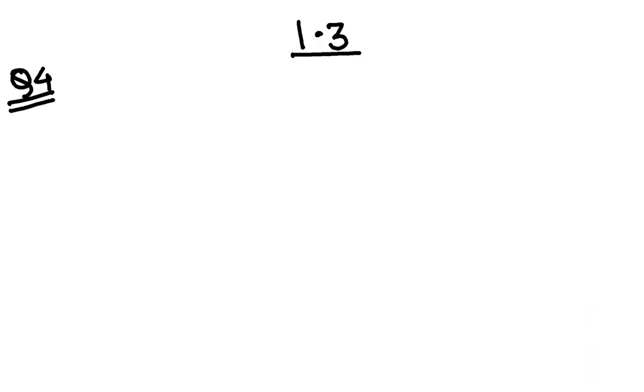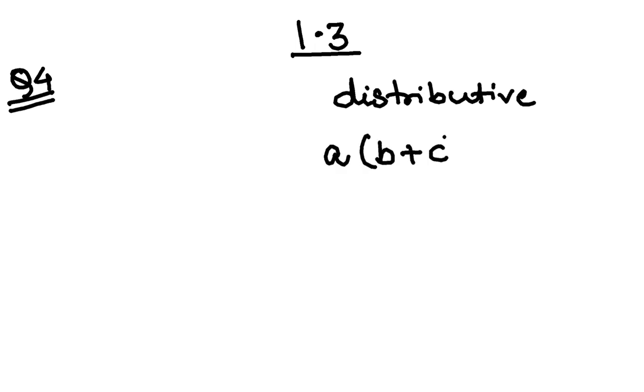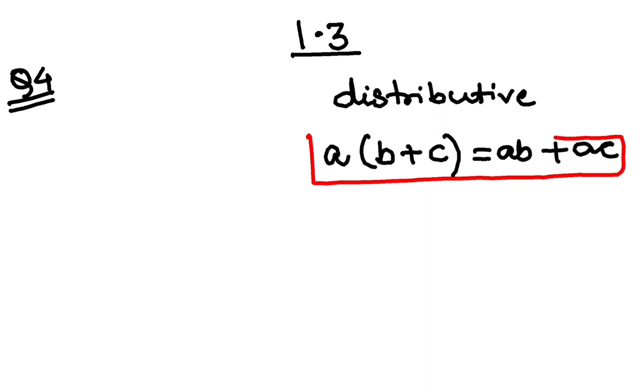Now question number 4 is regarding another property, and that is called the distributive property. Okay, so now pay attention. A into b plus c is equal to, obviously if I distribute or if I break the bracket, ab plus ac, isn't it? This particular property is called the distributive property.